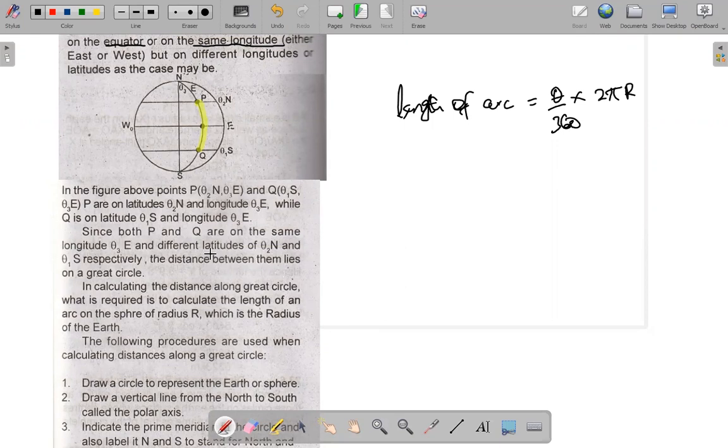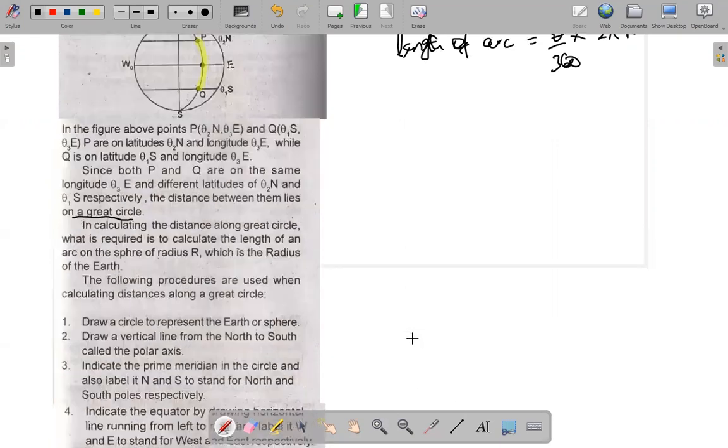So since both P and Q are on the same longitude, theta 3 east, and different latitudes, theta 2 north and theta 1 south respectively, the distance between them lies on a great circle. In calculating the distance along a great circle, what is required is to calculate the length of an arc on the sphere of radius r, which is the radius of the Earth. So let's take some examples.